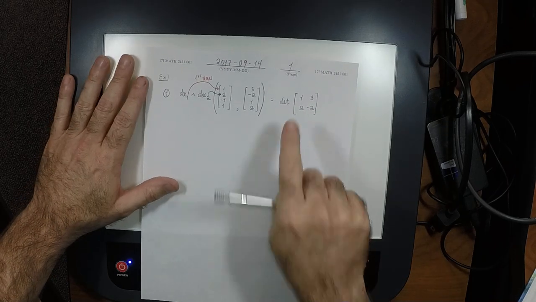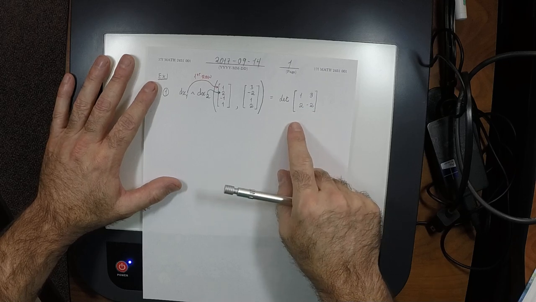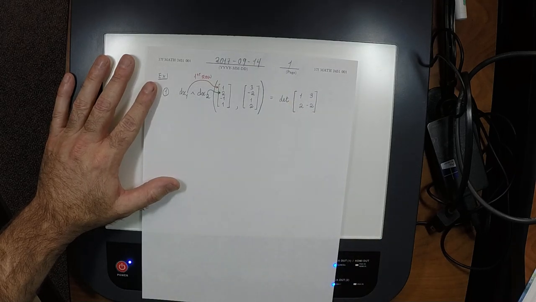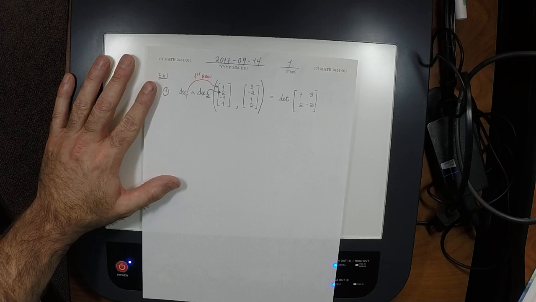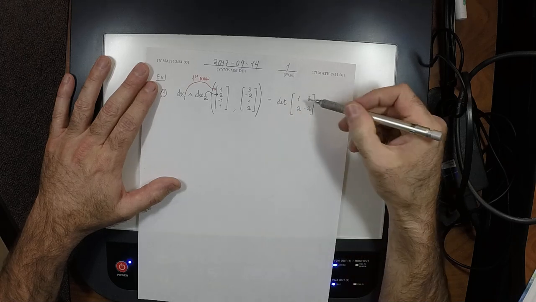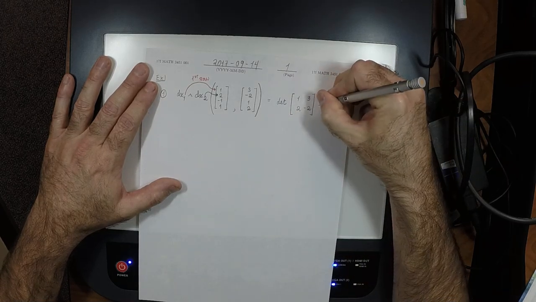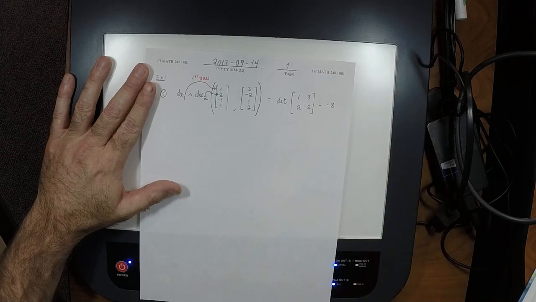Okay, so now this thing right here is something you could have done some time ago, right? So then what is the determinant? What is it? Negative 8, right? So 1 times negative 2 and then minus 3 times 2. Negative 8. Okay, interesting.